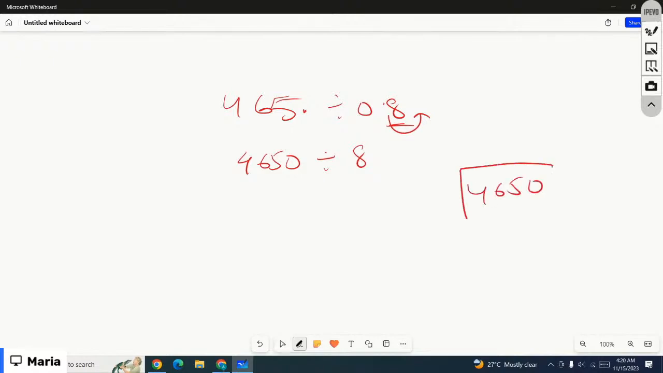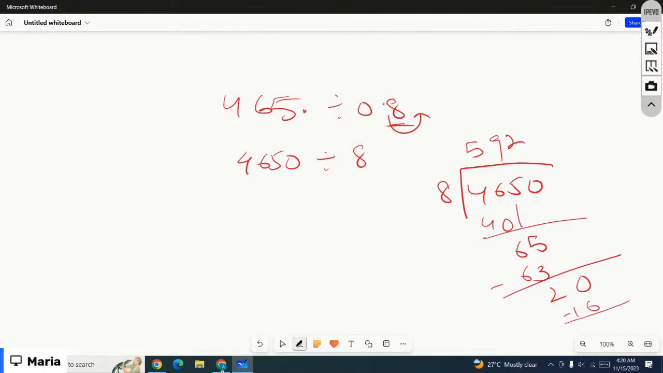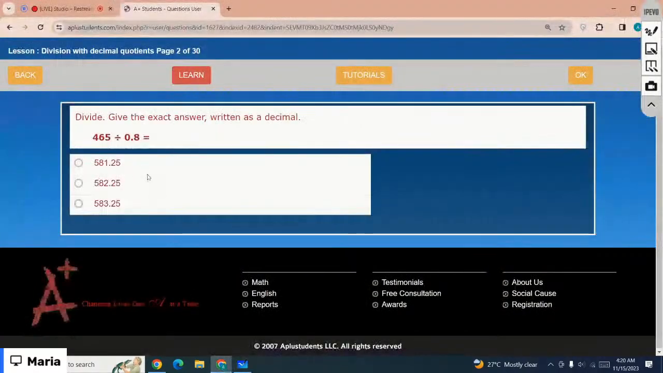Now you can divide simply like you divide whole numbers, right? 8 times 5 is 40. 46 minus 40, bring 5 down. 8 times 9 is 63. 65 minus 63 is 2, bring 0 down. 8 times 2 is 16, 20 minus 16 is 4. Now put a decimal point here and 0 here. 8 times 5 is 40. So which is the correct option? The correct option is 592.5.